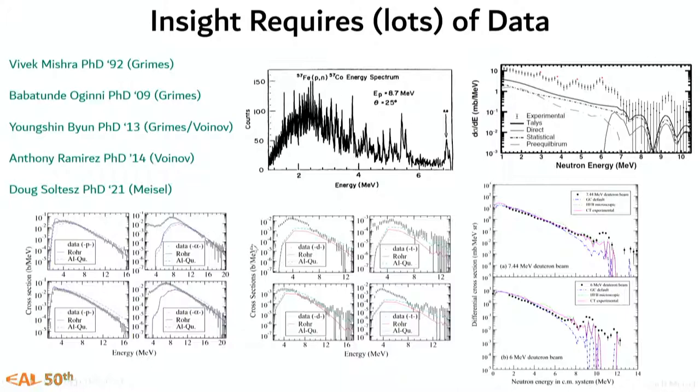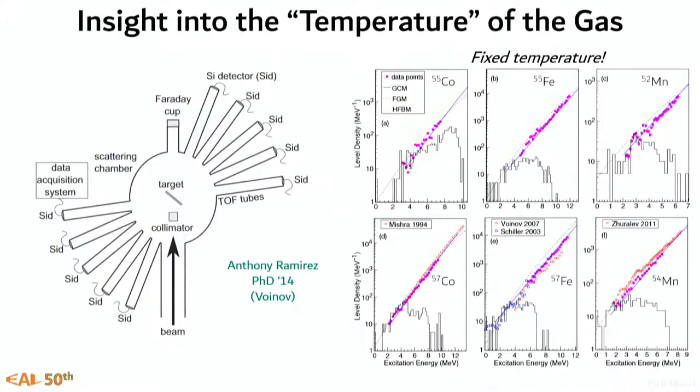So you can see you do lots and lots of these measurements, and you can start to learn something about the configuration of these nuclei, how gas-like they are, and some other details. For instance, a somewhat recent PhD student, Anthony Ramirez, used this tool to measure the temperature of the gas. If you treat a nucleus as a fluid, as a gas, you can measure its temperature. And amazingly, you can get it very precisely with these measurements at the Edwards Lab.